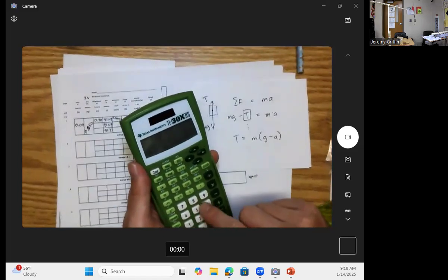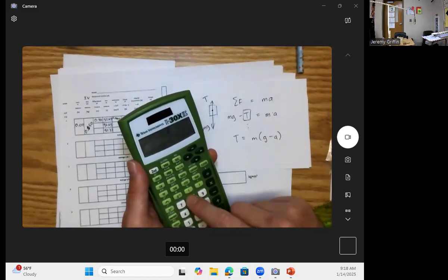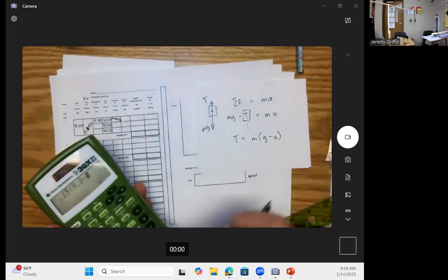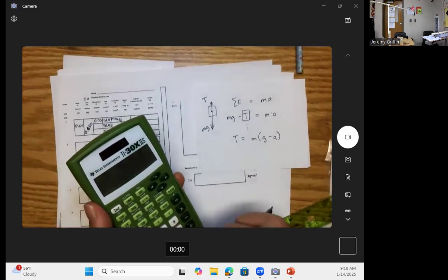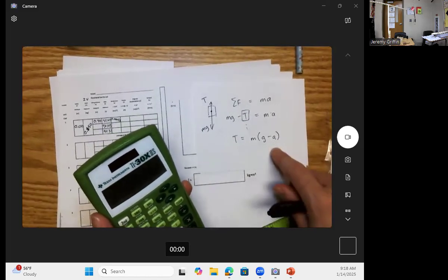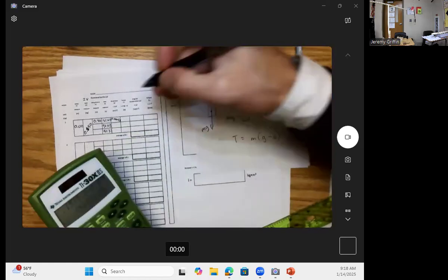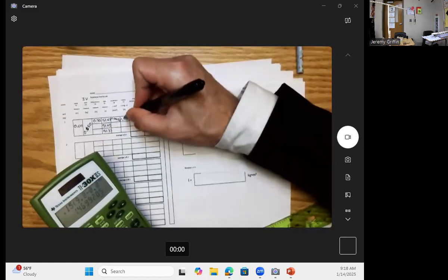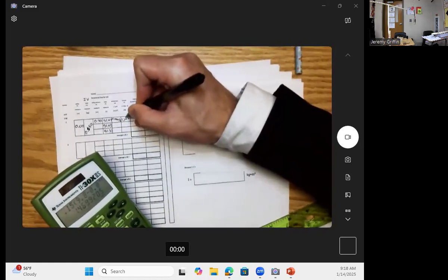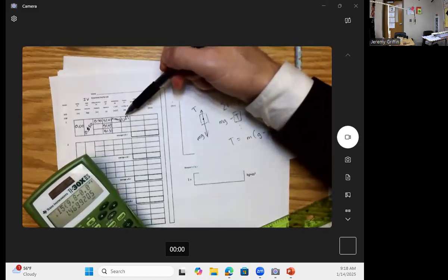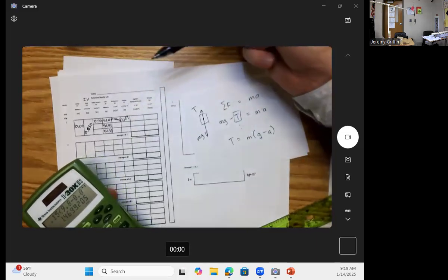So yeah, 0.15 kilograms times 9.8 meters per second squared here, minus the 0.00053 meters per second squared that's actually accelerating down. We get like 1.47 newtons. 1.47 newtons. Okay, you guys get that? Okay, you guys good? Okay.